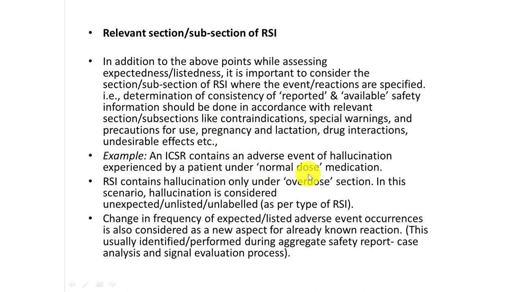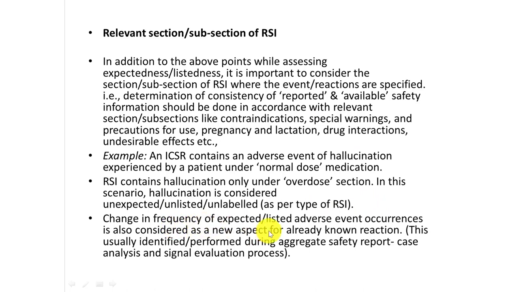For example, an ICSR contains an adverse event of hallucination, experienced by a patient under a normal dose. If it is not mentioned at all whether the patient took an overdose, you will consider that the patient is taking a normal dose and the adverse reaction is hallucination. But in your RSI, when you are checking hallucination, it is mentioned under the overdose section. It means that whichever adverse reactions are mentioned after the overdose section are with respect to overdose. Only if the patient takes an overdose will these adverse reactions occur. So when the patient is taking a normal dose and hallucination is not mentioned in the normal dose adverse drug reaction sections, this will become unlisted for you. So it depends on the sections as well, not only on whether it is available in the document.